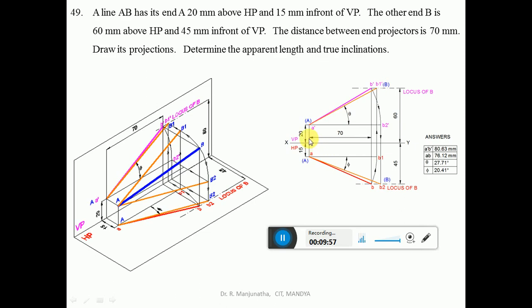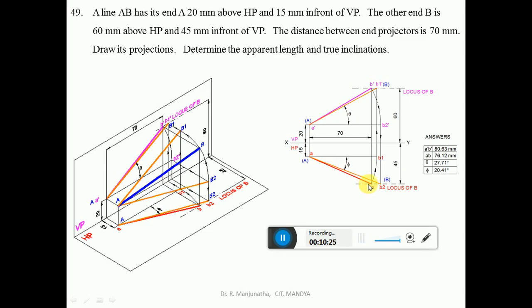So from the vertical projector in the front view, you measure 70 mm, and from the vertical projector in the top view, you measure 70 mm, and draw a vertical line such that this projector will cut the locus of B in the front view at B dash, and then at B here. So name this as B dash and name this as small b. Then join A dash B dash with a dark line and also small ab with a dark line.